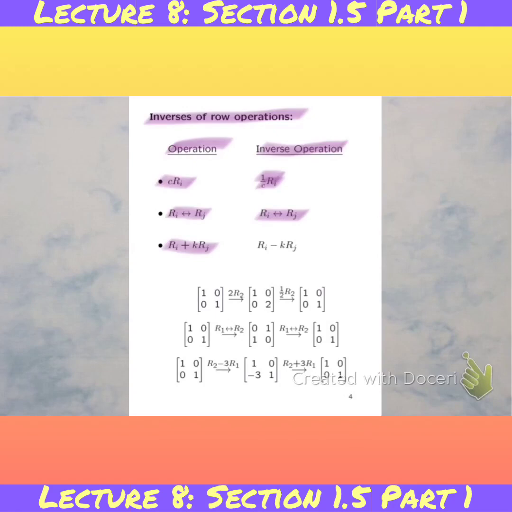Then the last operation: take k times the jth row and add it to the ith row. How do you reverse this operation? Take the new matrix, multiply the jth row of the new matrix with minus k, and add it to the ith row of the new matrix, and so those changes will cancel out, and you'll be left with the original matrix.